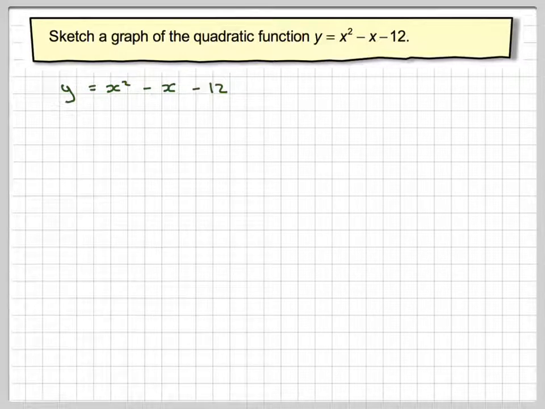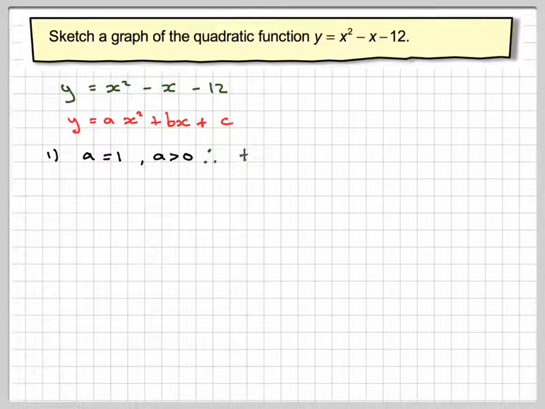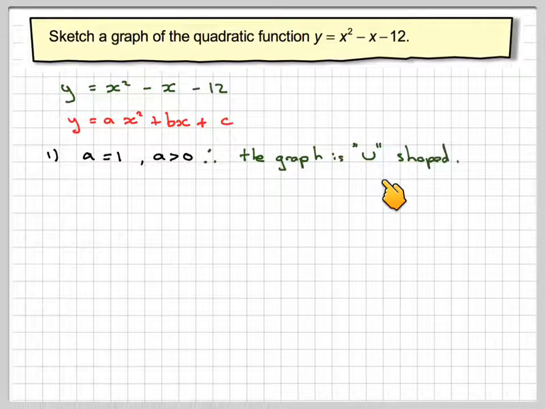There are about 5 things I'm going to do here, but you can do them in any order. First of all, I'm going to write down the general format: y = ax² + bx + c. Because a is 1, it's 1x². That means a is positive, so the graph is U-shaped. If a had been negative, the graph would have been N-shaped.